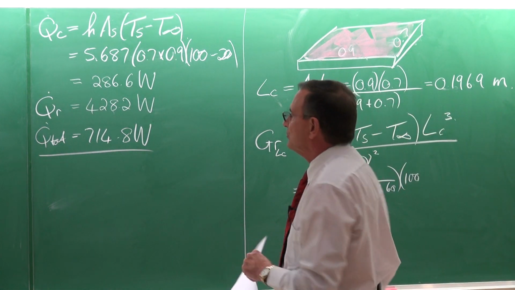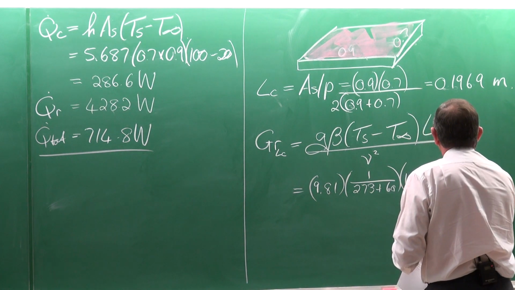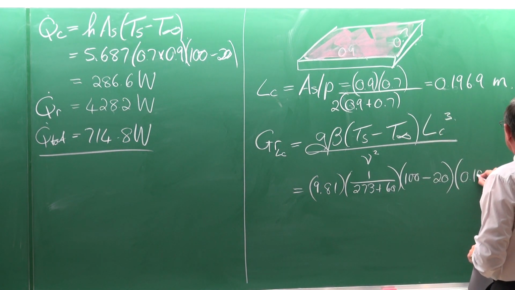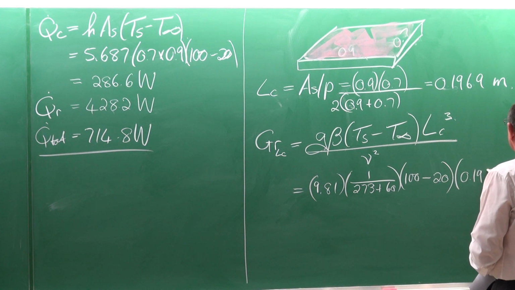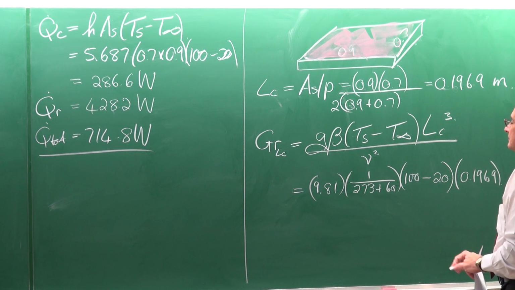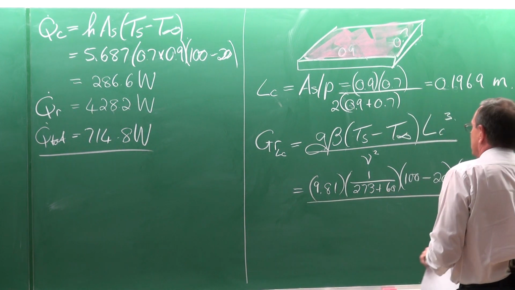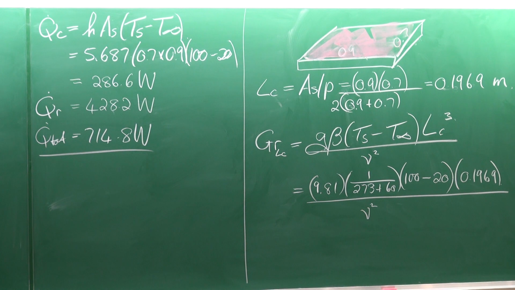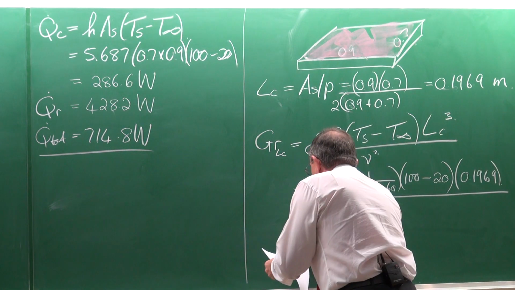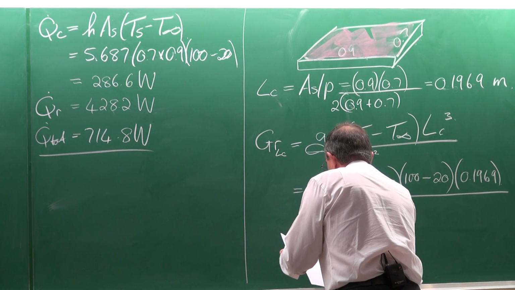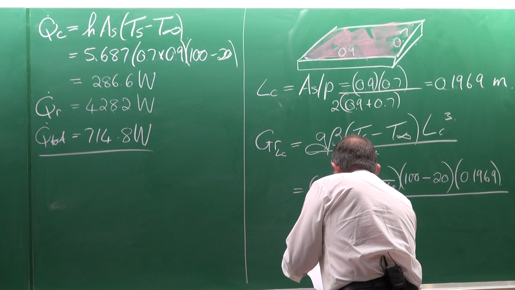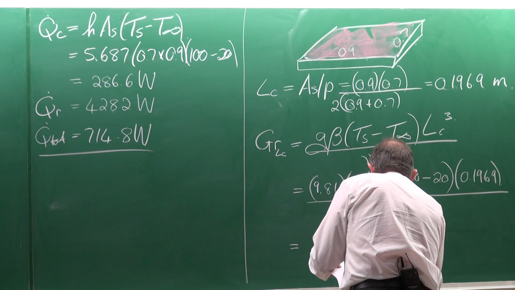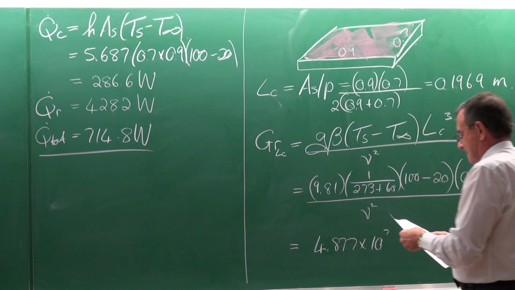What was it again? 100 minus 20. And the characteristic length that we've now calculated is equal to 0.1969, divided by the kinematic viscosity squared. You can just substitute the value there, and the result is a Grashof number of 4.877 multiplied by 10 to the 7.